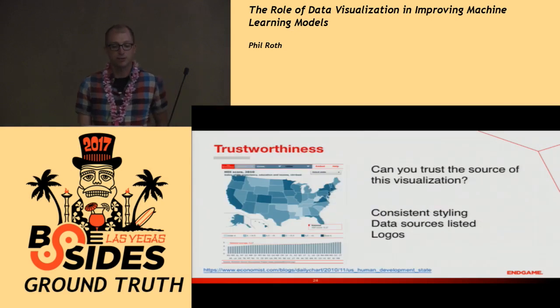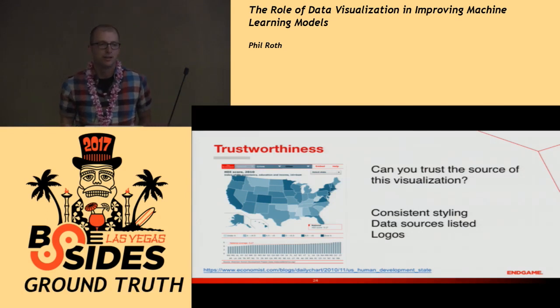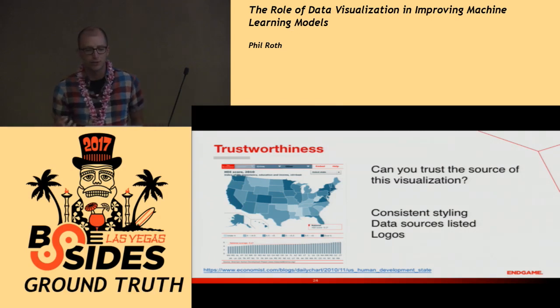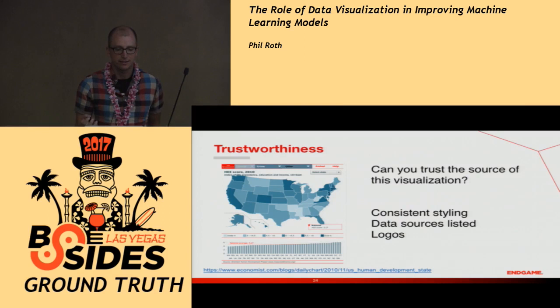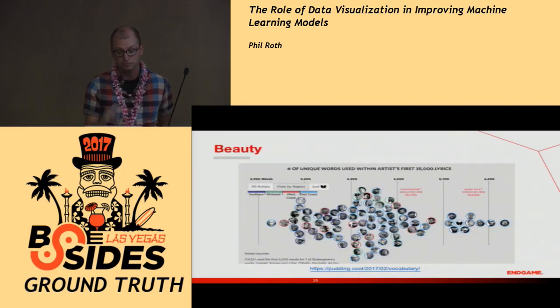All right, so what do I mean by trustworthiness? That just means, can you trust the source of this visualization? It's very easy to generate a chart in Excel or make a plot in Python and stick with the defaults. But that's not really going to make the viewer trust that you know what you're doing. In order to get that kind of trust, you want to add some styling, and this is especially true for media outlets. You want to make consistent styling and make it look like you know what you're doing. And I just thought The Economist does a great job at that.